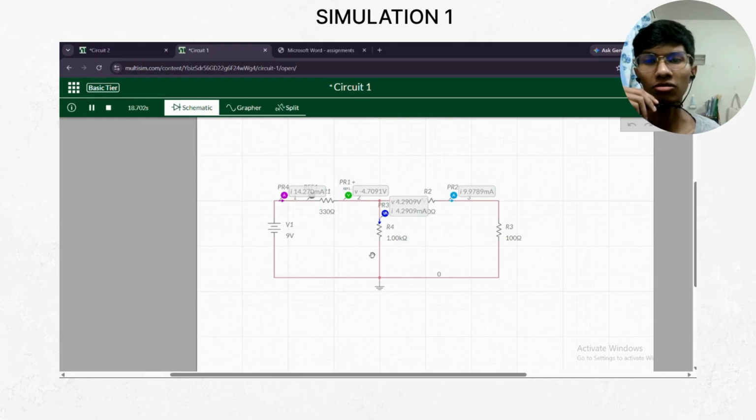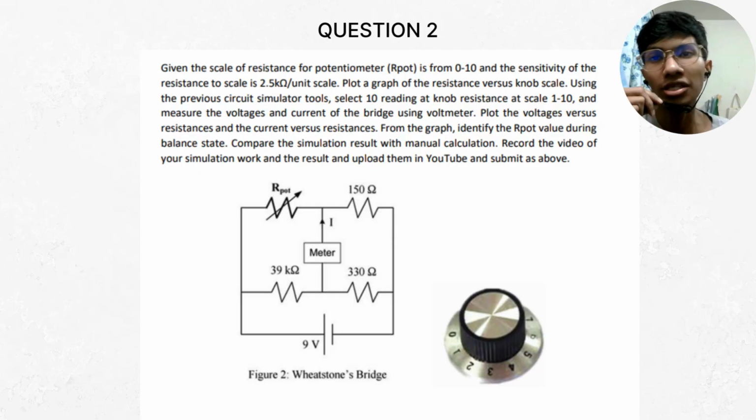Next, for question 2, it is quite similar to question 1, but it adds the potentiometer. This question wants us to plot the voltage versus resistance and also current versus resistance. And from these two graphs, we need to determine the value of the potentiometer resistance in terms of the balance state.